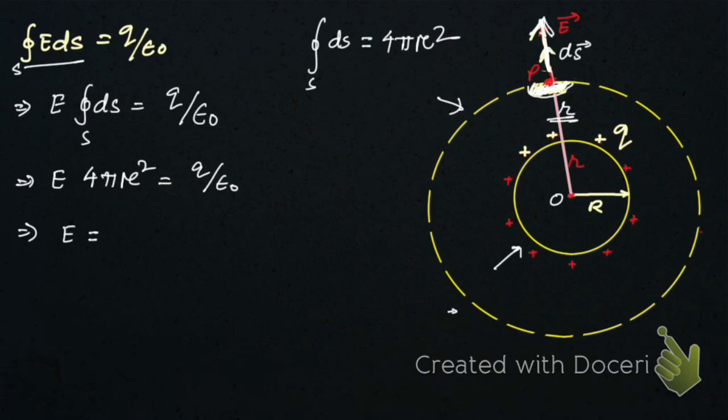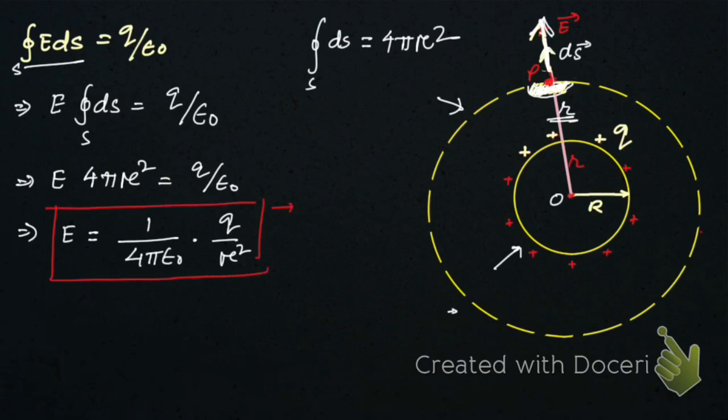the electric field at P, that will be given by 1 by 4 pi epsilon naught into q by r square, right? So this is the electric field at P due to the cell, right?